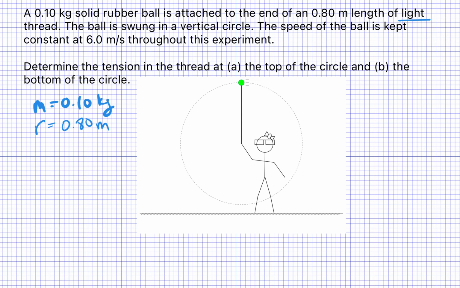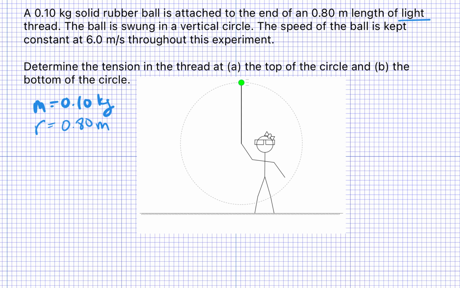So I'm going to start with the location at the top of the circle. At the top of the circle, this is a Newton's law problem, because we're looking for tensions, so we need the tension as a force. At the top, we need to draw our system, which is going to be a dot, the rubber ball. Then I will draw the radial direction, which is out from the center, and the tangential direction, which is counterclockwise, which in this case is to the left.